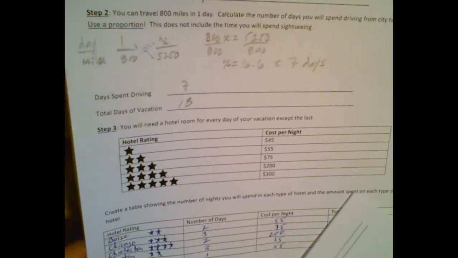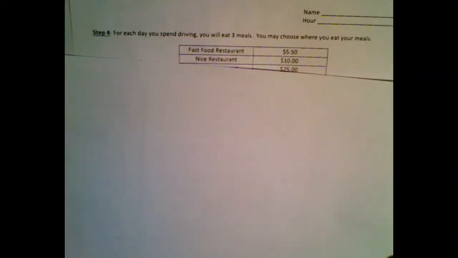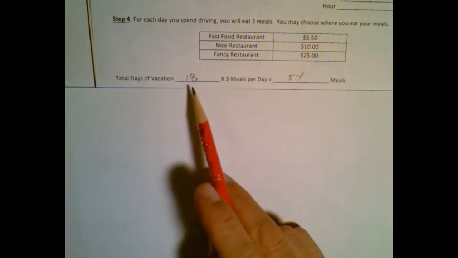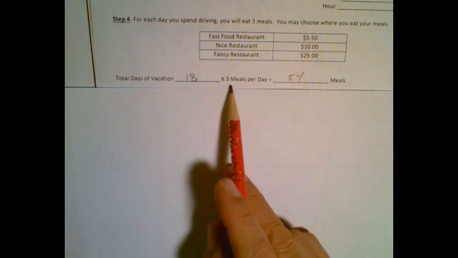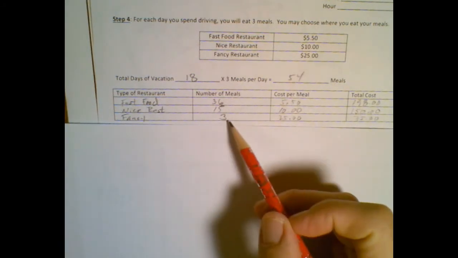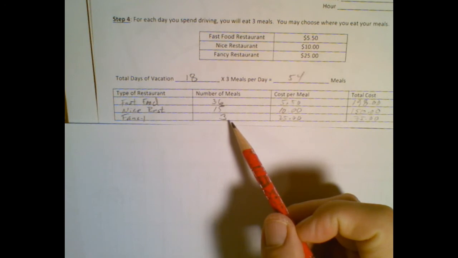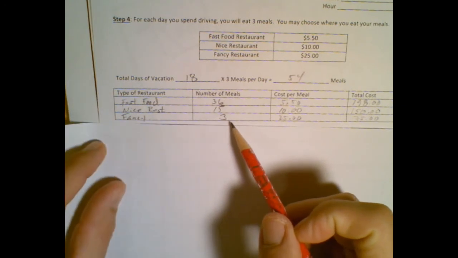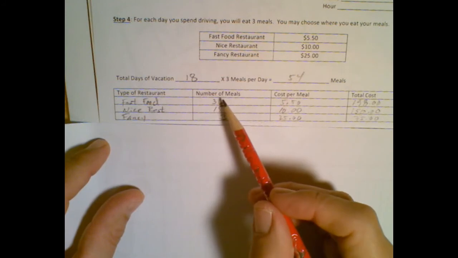Okay, look how close we're getting near the end. I have to think about food being spent. And I have 3 choices of places to eat. Fast food, nice restaurants, and fancy restaurants. I have 18 days of vacation, and then 3 meals per day, so it's going to be 54 meals total that I have to purchase. And I'm going to be trying to be kind of cheap about this. I know when I get to Chicago and Charleston, I'm probably going to want to eat at least a couple of fancy meals. But most of the time, I'm going to try and eat fast food.